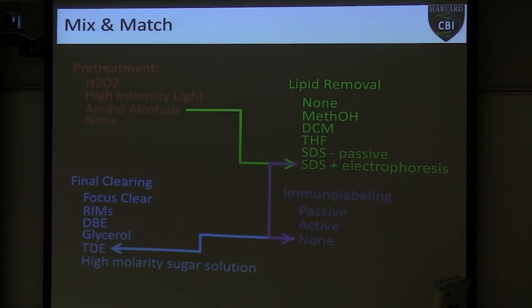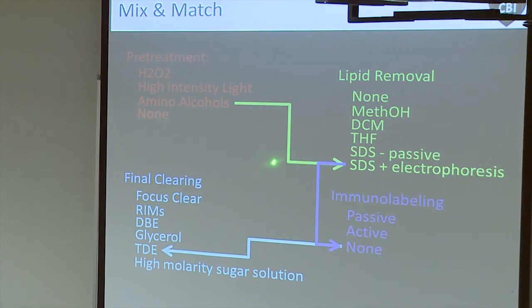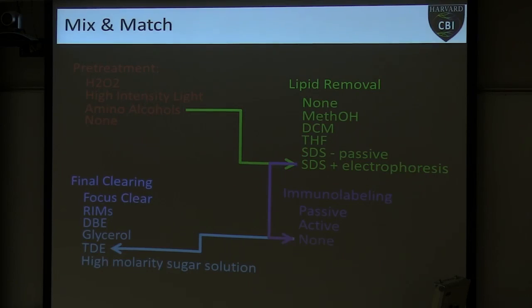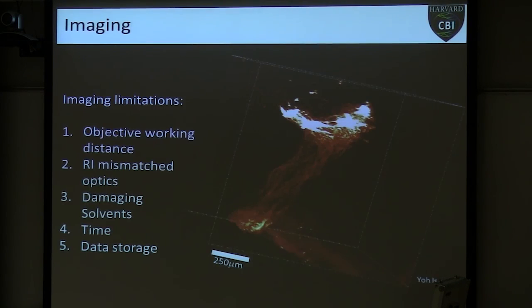You can, say, do an amino alcohol treatment to get rid of heme at the beginning. Then you do SDS and electrophoresis to remove your lipid, much like you do with CLARITY. Then maybe you skip the immunolabeling because you have some fluorescent proteins in there, and then you dump it into TDE afterwards. So there's a lot of mixing and matching that can be done here that can optimize things for your sample, or even to just in general optimize these protocols further.